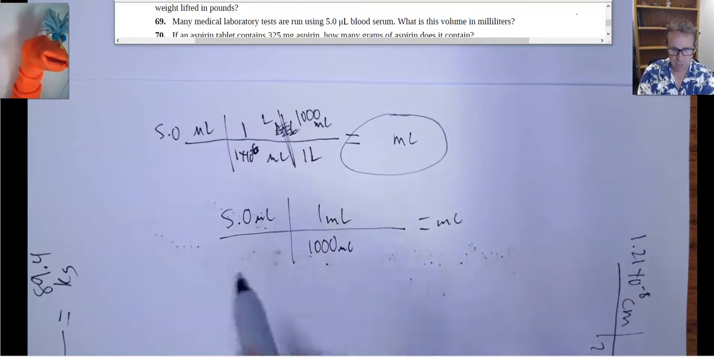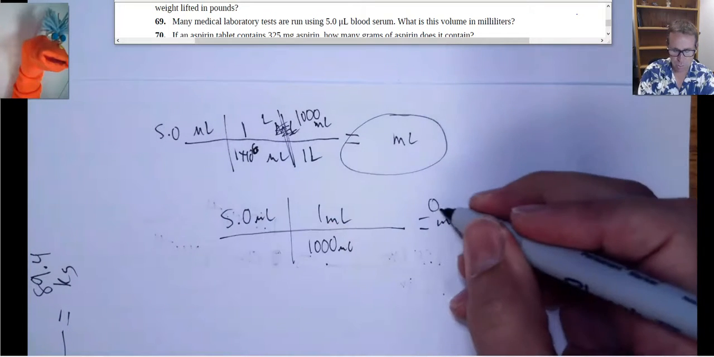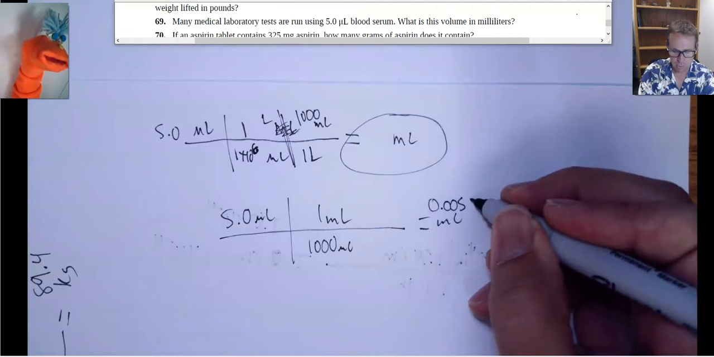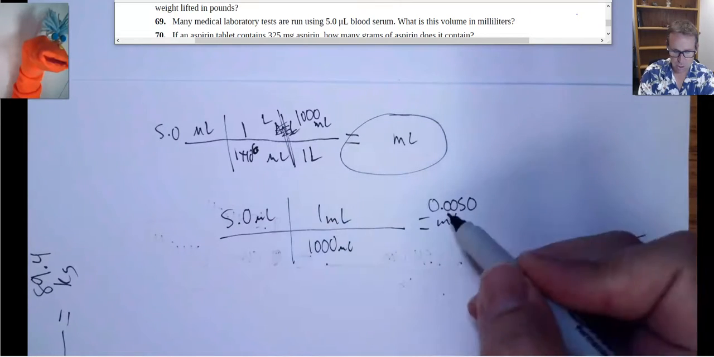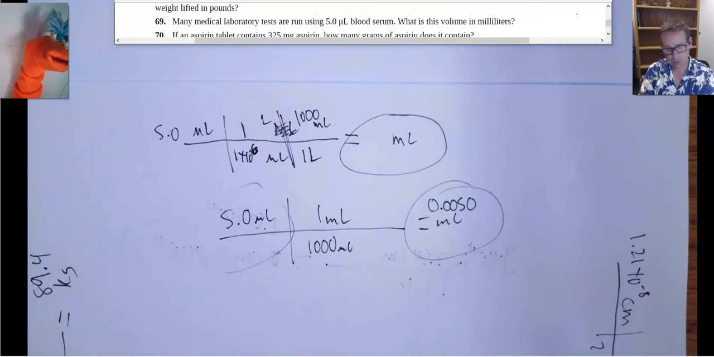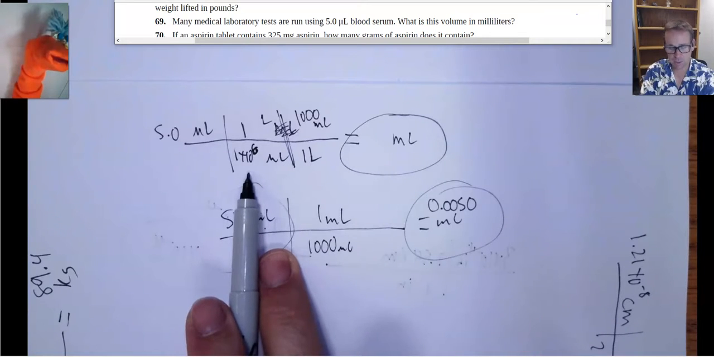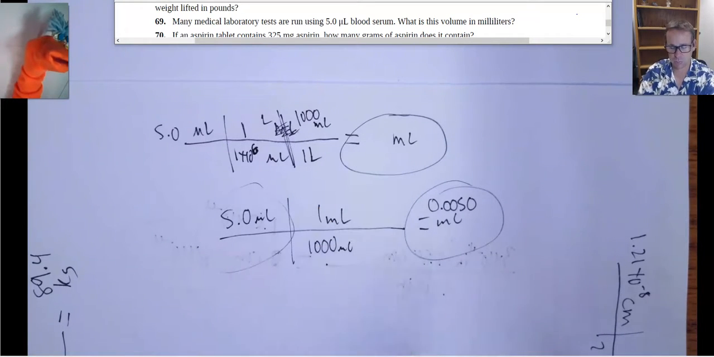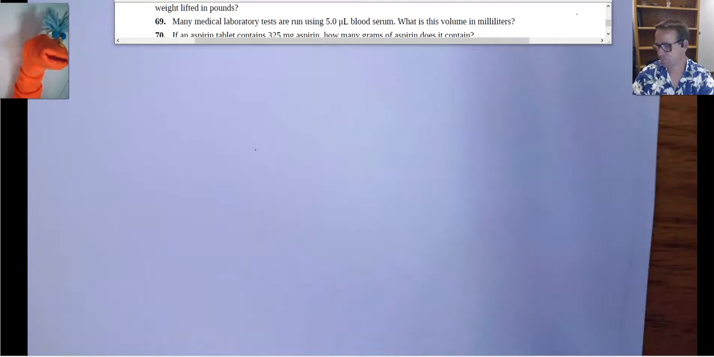So 5 divided by 1,000, 1, 2, 3, is 0.0050. Maintain the 2 significant digits here. That's milliliters for every 5 microliters. 5 divided by 1 times 10 to the 6th times 1,000 will also give us that same value.